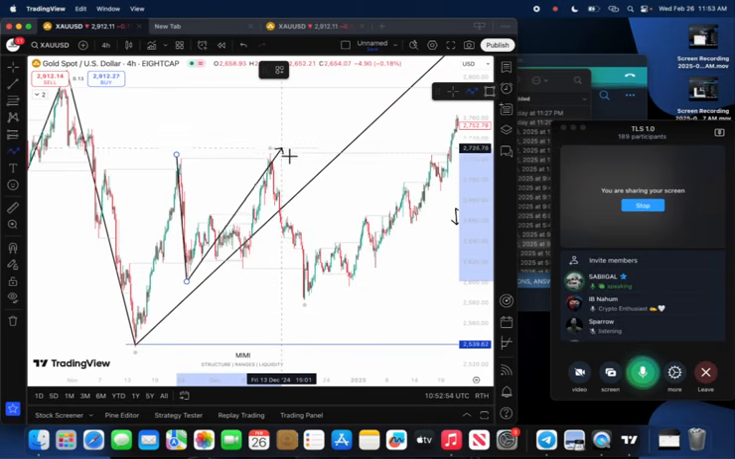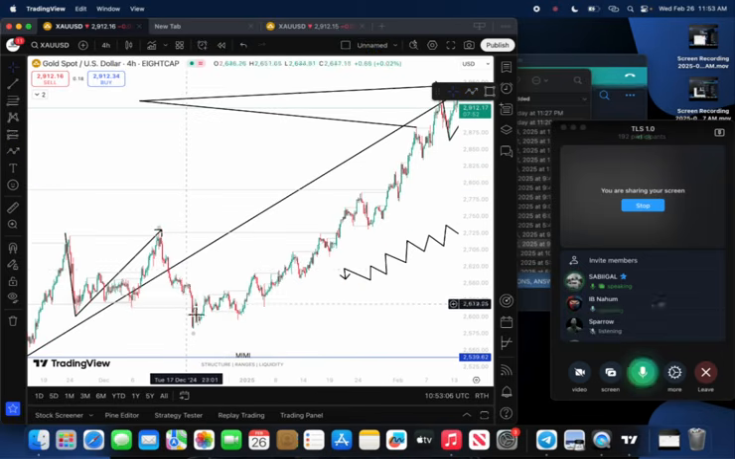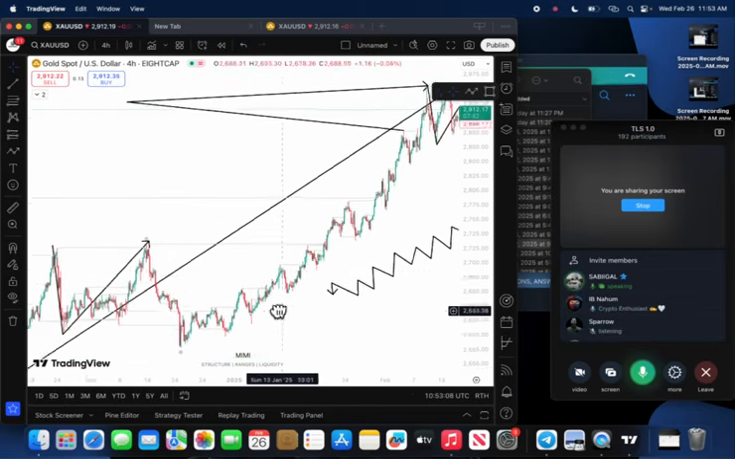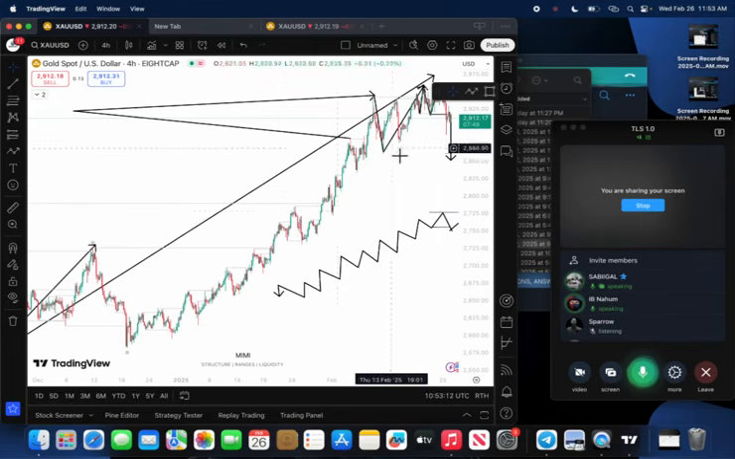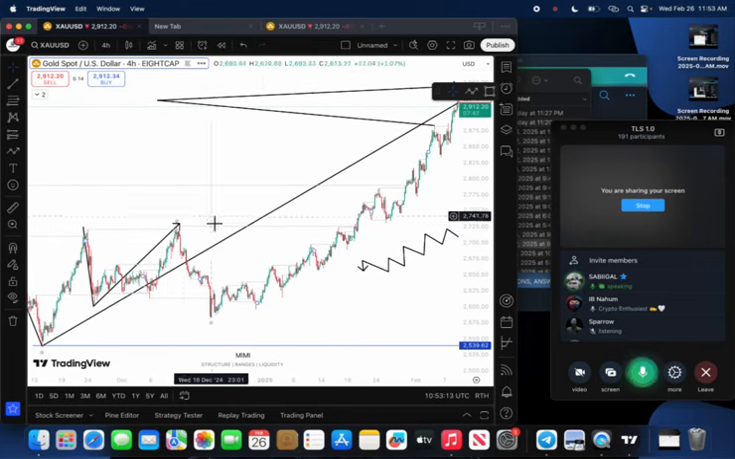Now this broke structure with the wick. Structure taken out with the wick is not a break of structure. So this thing here is not valid. They were just ranging. What you start marking from is from these guys here, any valid one from here, after that high got taken out. Yes. Okay.